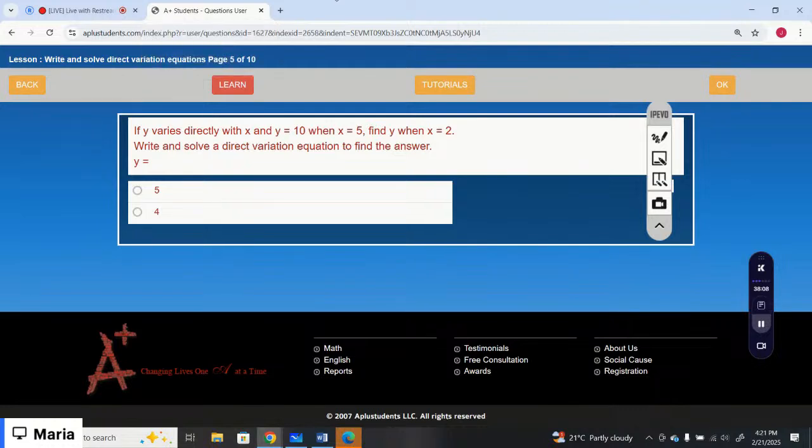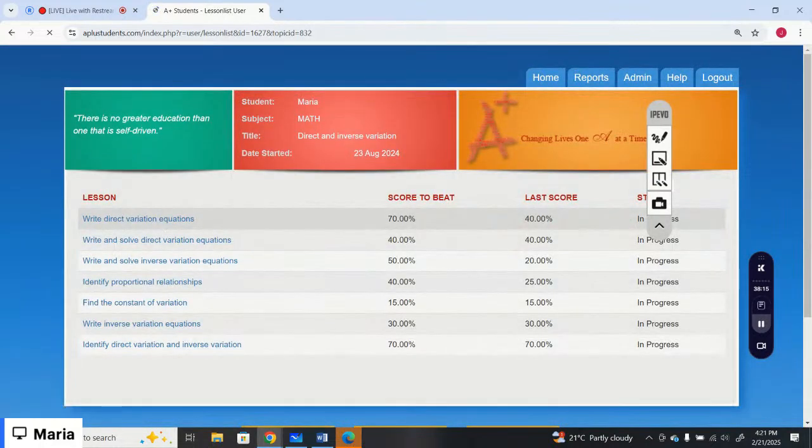Okay, you can complete the lesson by yourself later today. Let me just move on to the next lesson. The next lesson is write and solve inverse variation equations. Let's just start with the lesson.